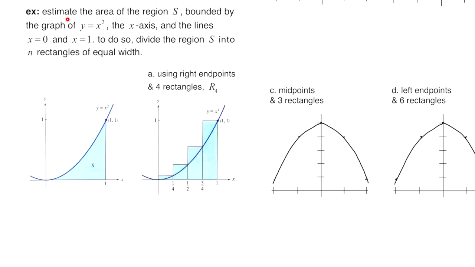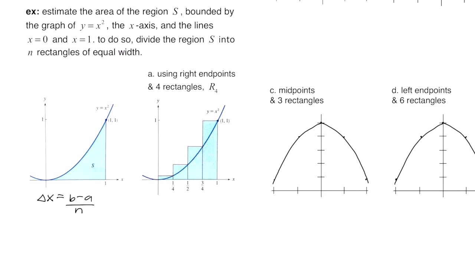Our example says, estimate the area of the region S bounded by the graph of y equals x squared, the x-axis, and the lines from 0 to 1. To do so, we're going to divide the region S into n rectangles of equal width. So here's our region S. You can see it's the area under the curve of x squared, bounded by the x-axis, going from 0 to 1. We're going to approximate this area, first, part A, by using right endpoints and 4 rectangles. Because it's right endpoints and 4 rectangles, our notation is capital R sub 4.